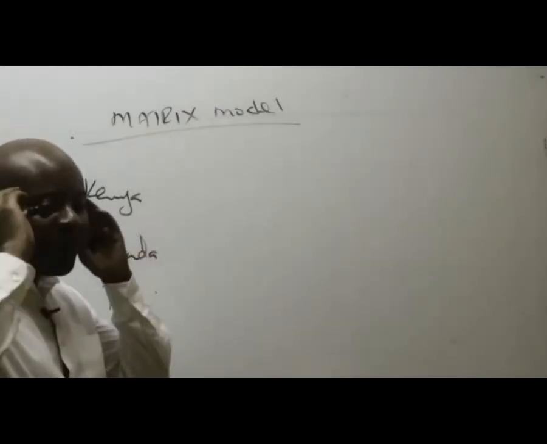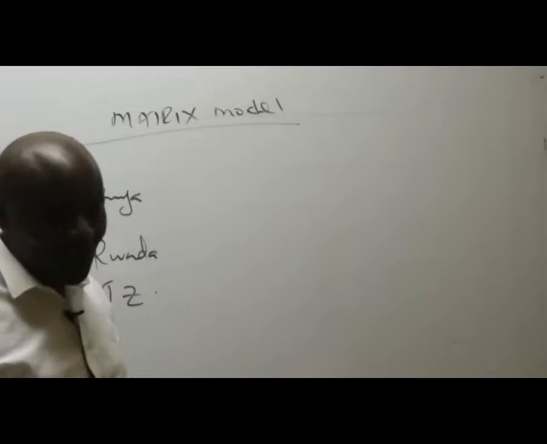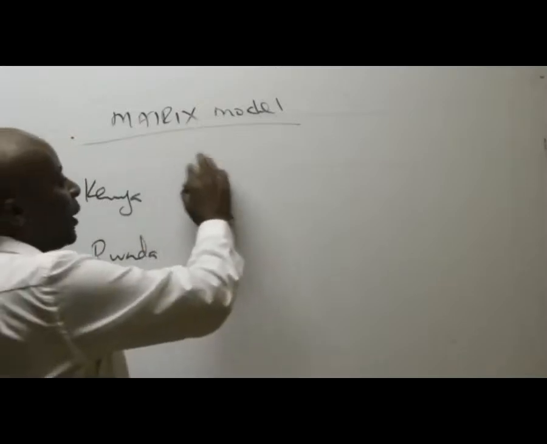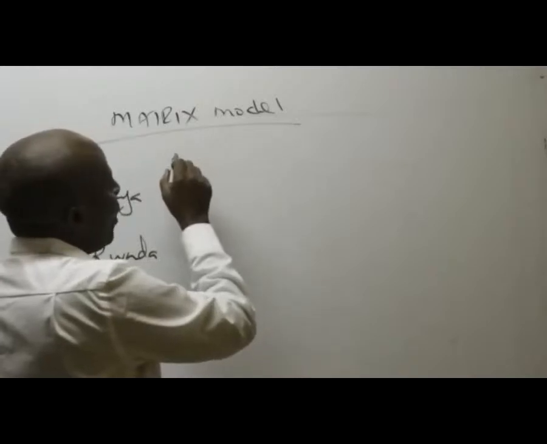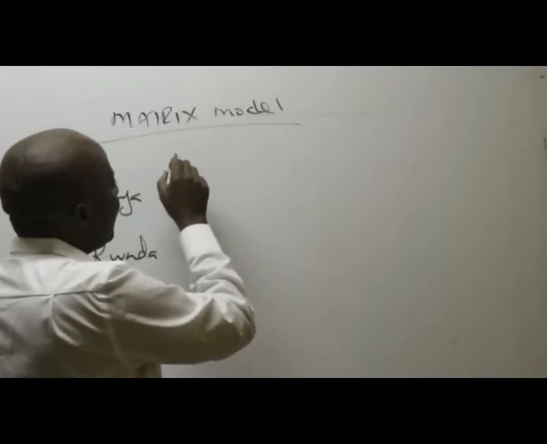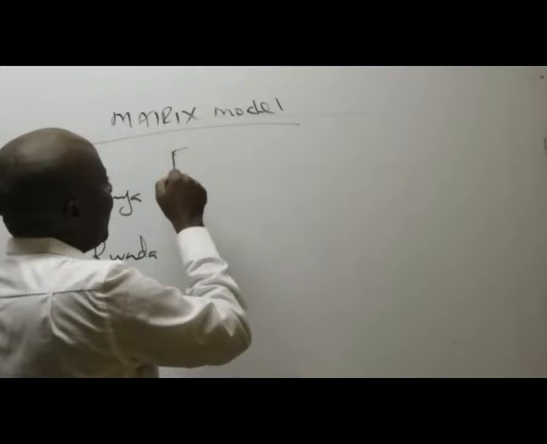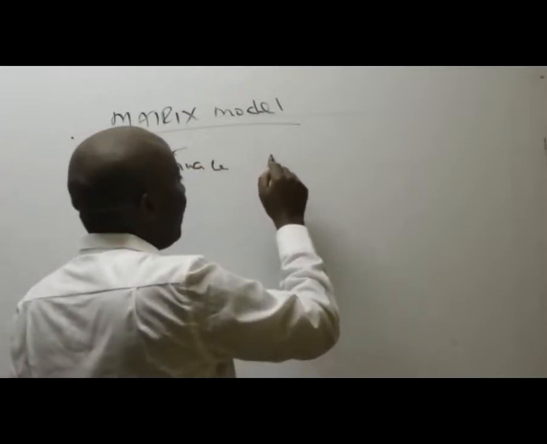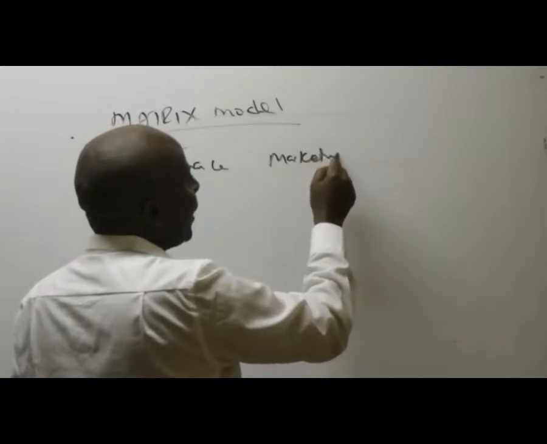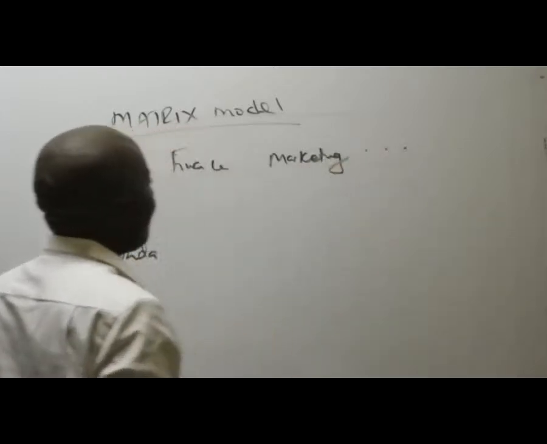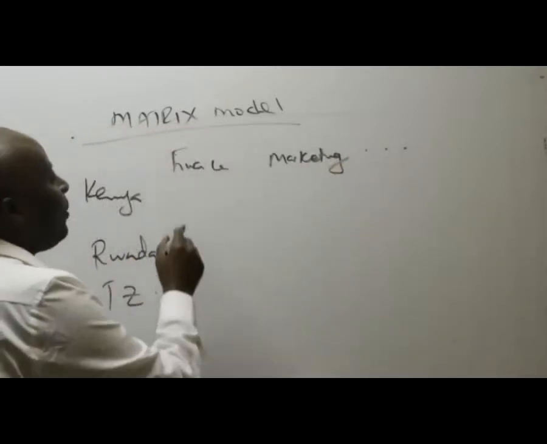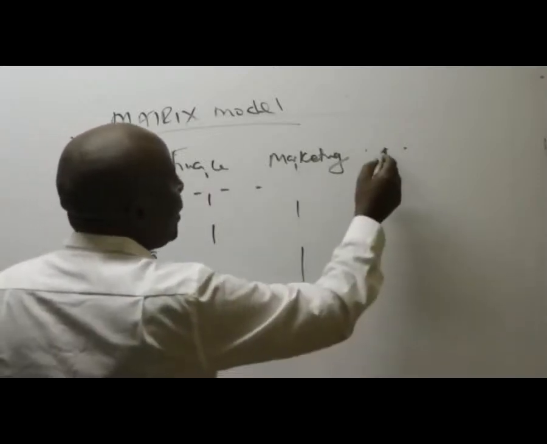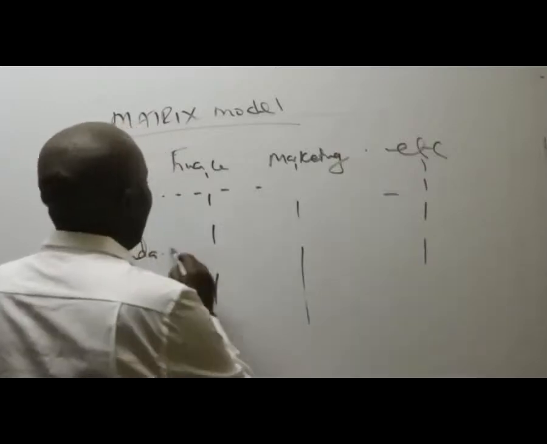Remember, this thing is all about your imagination, ladies and gentlemen. Come and put up whatever. You can come and put up the functional ones up here. So for example, we have the finance. We have, for example, the marketing, etc. So that now we shall be having our lines. In this case here, our matrix becomes quite easy.